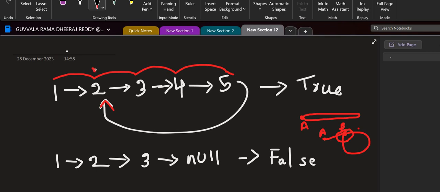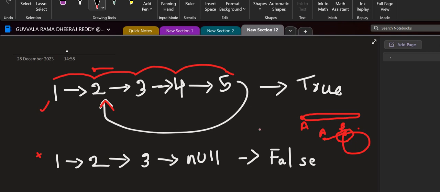Here the starting node is two, and again we came to two. This is a loop, and this other one is not a loop. There is no loop here.